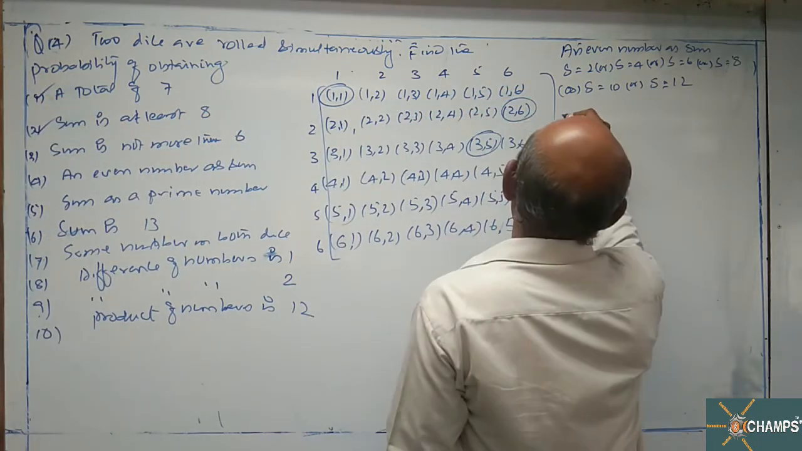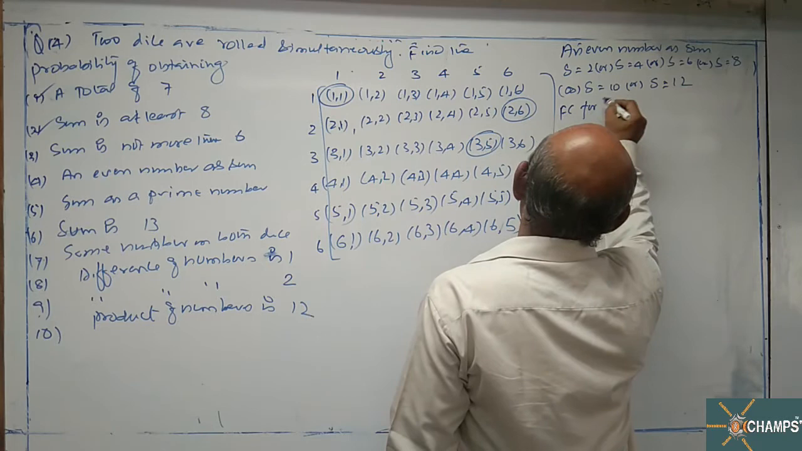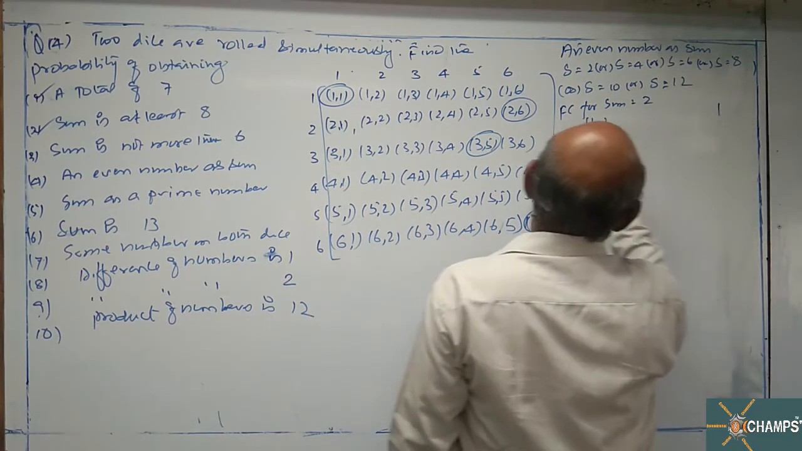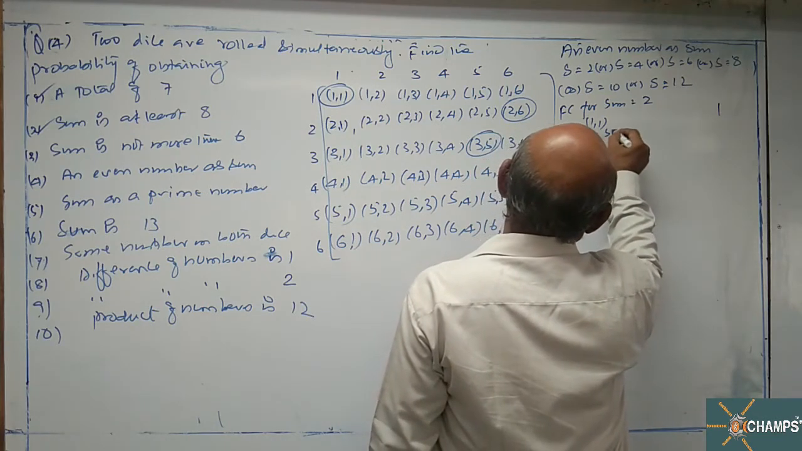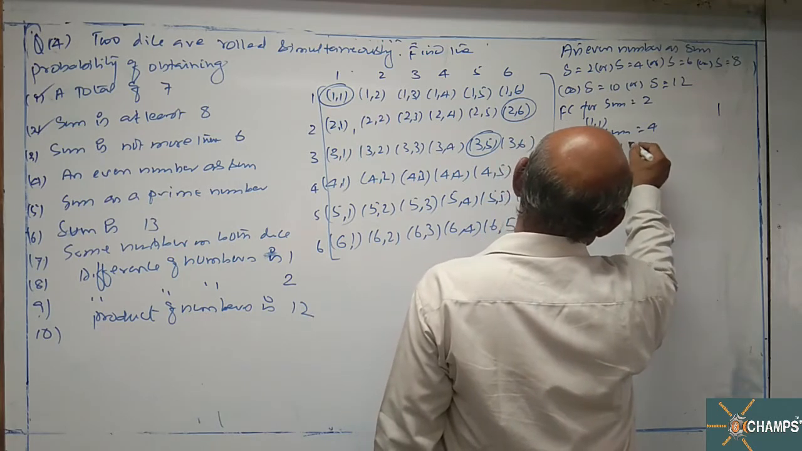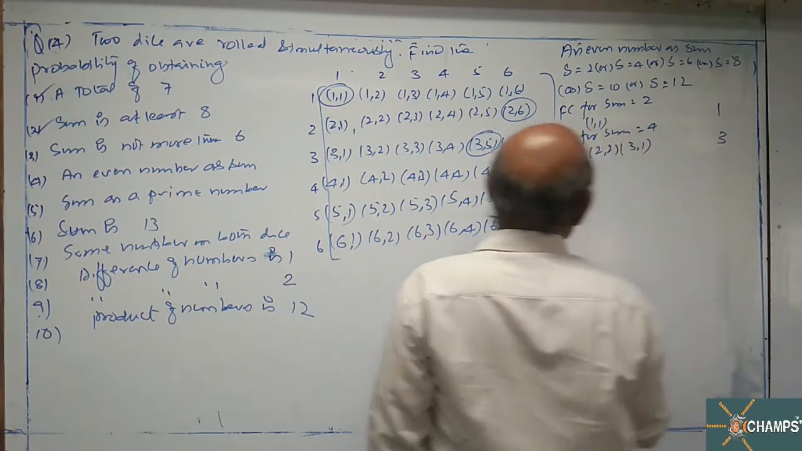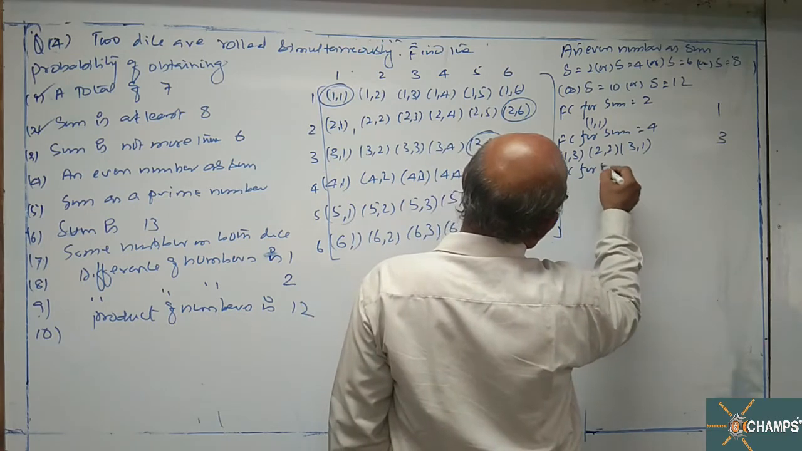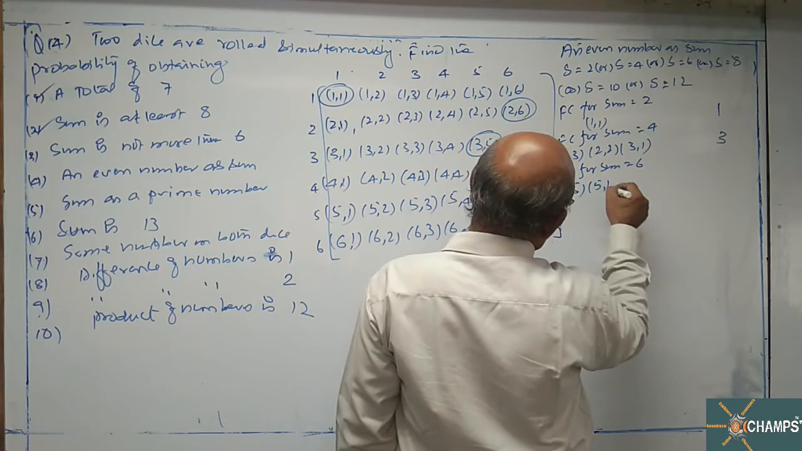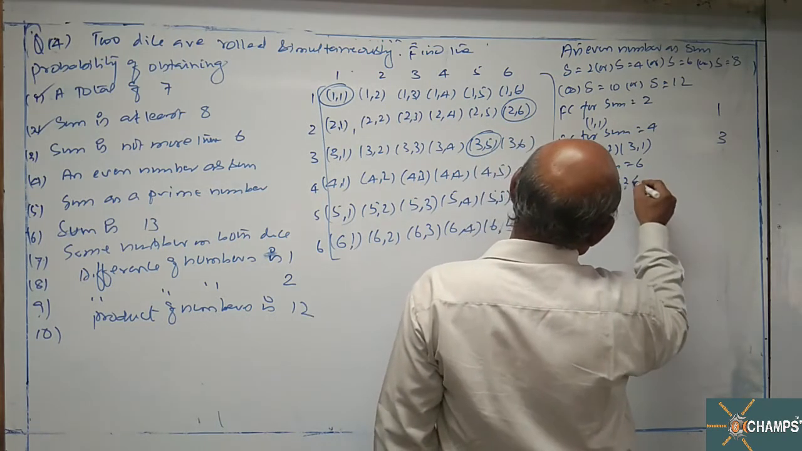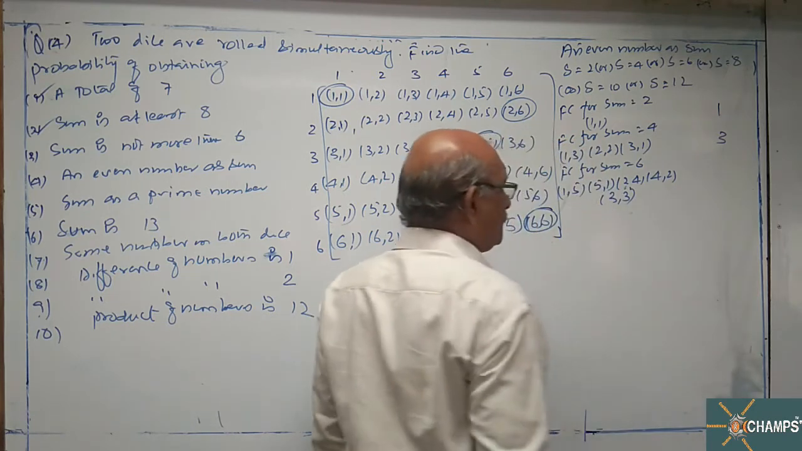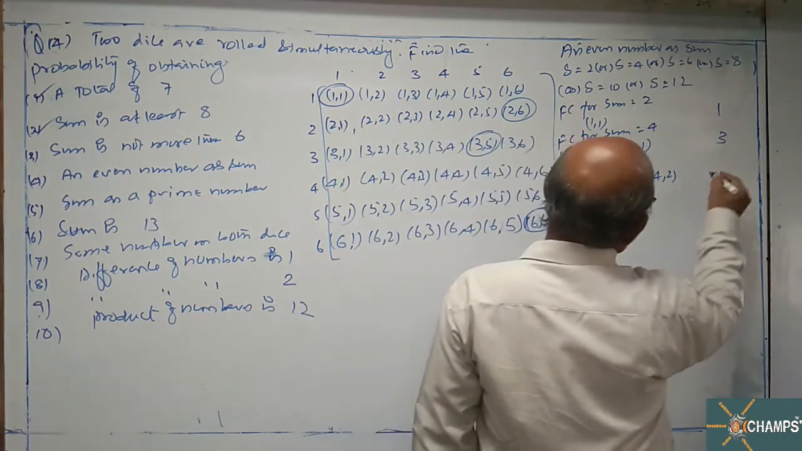Okay. Now first, favorable cases for sum is equal to 2. 1 comma 1 is the only case. Favorable cases for sum is equal to 4. 1 comma 3, 2 comma 2, 3 comma 1, 3 cases. Favorable cases for sum is equal to 6. 1 comma 5, 5 comma 1, 2 comma 4, 4 comma 2, 3 comma 3. 1, 2, 3, 4, 5 cases.